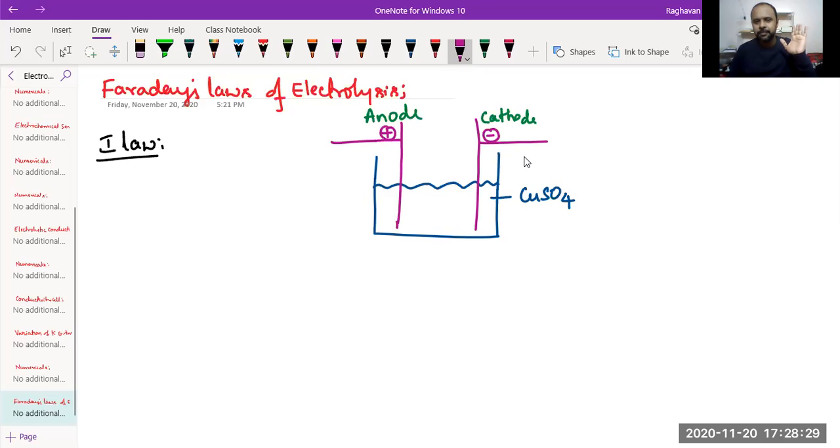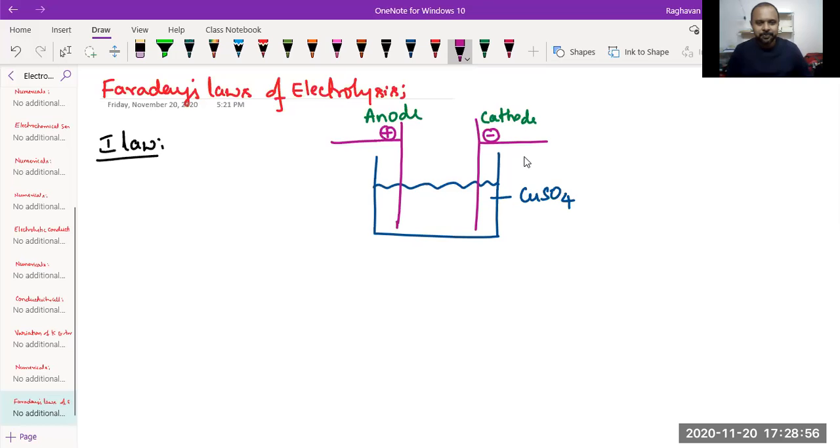Now, can you tell me what is the statement of the first law? That itself is the first law. What is the first law? Can you make a statement for this? Anybody? Deposition of copper is directly proportional to the current. Oh, that's fantastic. I expected somebody to say little copper, little current, little more copper like that. Anyhow, that cannot be a statement.